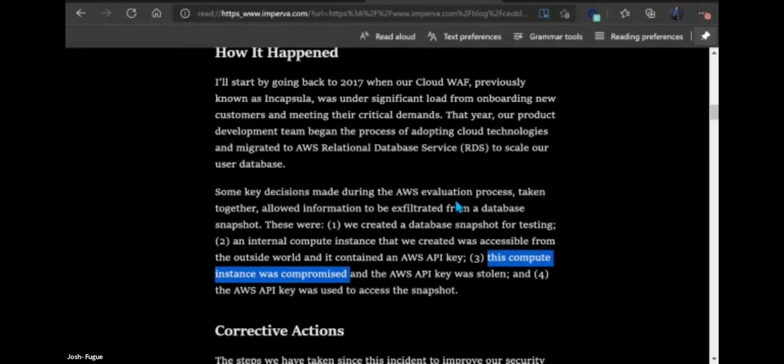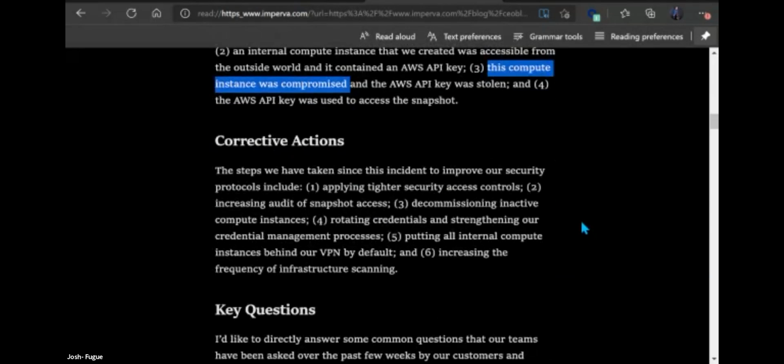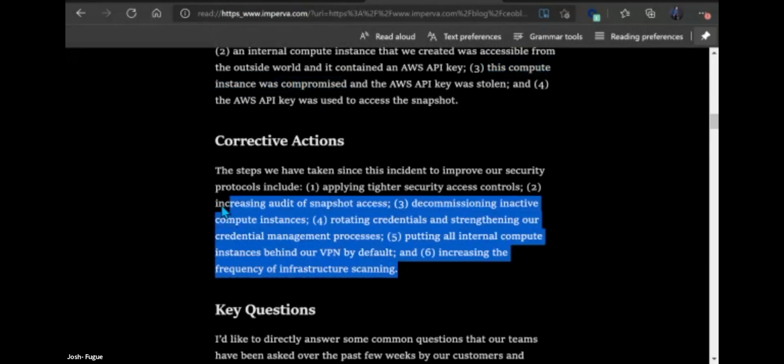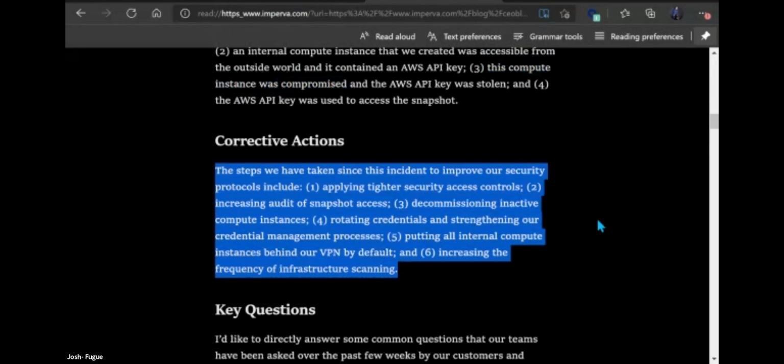All right, let's go to their corrective actions. They also have awesome corrective actions, so I really appreciate this post from them. The steps they've taken since this incident to improve their security include, okay, number one doesn't mean anything, right? Applying tighter security access controls. Great. Who knows what that means? Sounds good. Doesn't say much. Two, increase audit of snapshot access.